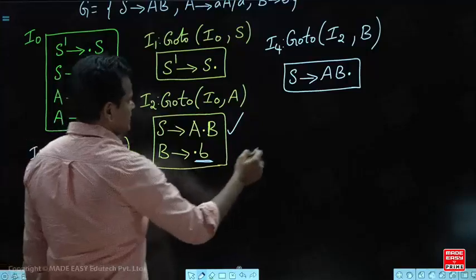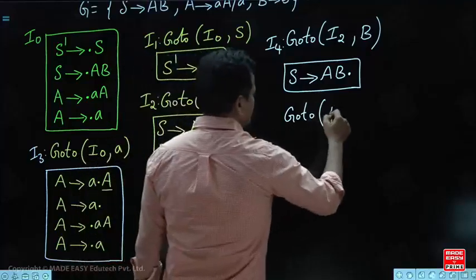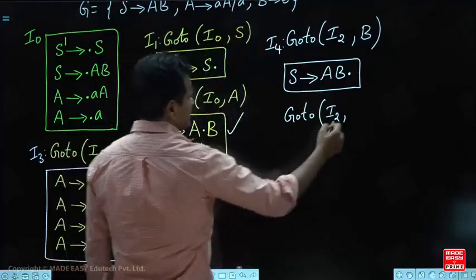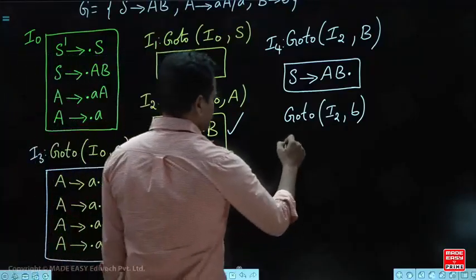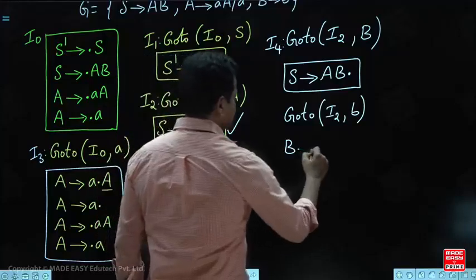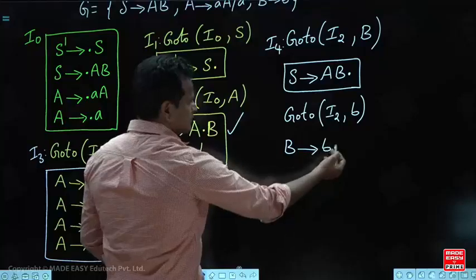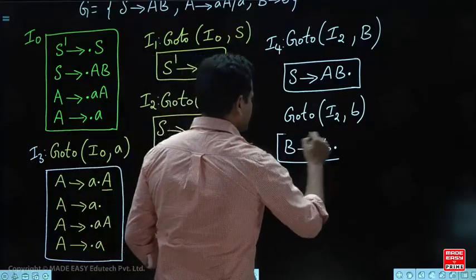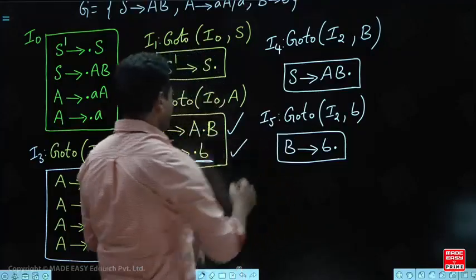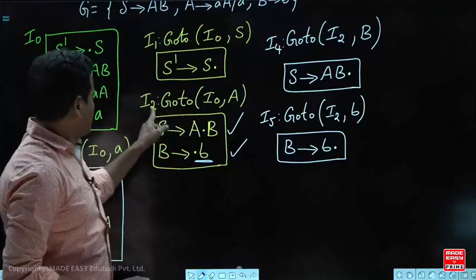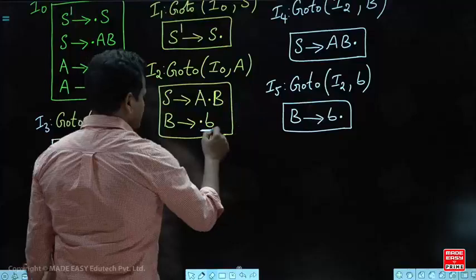Now come to this one. Go to of what is the name of the state? I2. And what is the shift symbol? B. Are you following? So I2 and the shift symbol is B. So what should I do? Just move the dot. I have moved the dot. Dot after nothing. If nothing is there, you cannot add any productions. Then close it. Name it as I5. So this is I2 comma B, I2 comma small b. So I2 is completed.